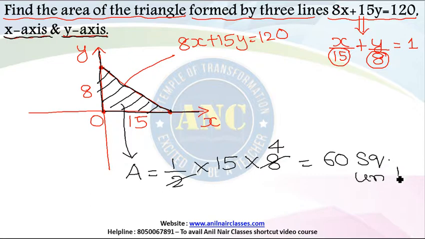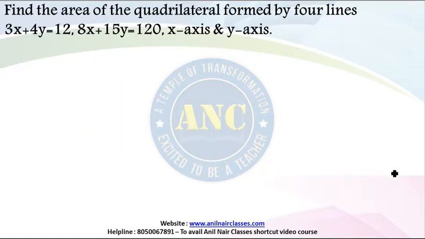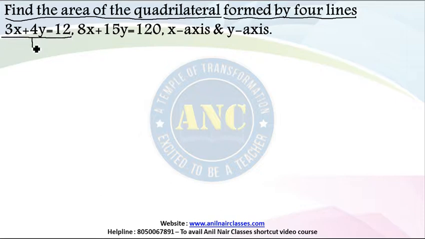Very easy questions will be asked in the examination with respect to the coordinate geometry topic. This is a question which is based on area of a triangle. What if it is an area of a quadrilateral? It really does not make any difference, sir. Find the area of quadrilateral formed by 4 lines. One of the lines is 3x plus 4y is equal to 12. This is x by 4 plus y by 3 is equal to 1, right? I believe you are able to understand.